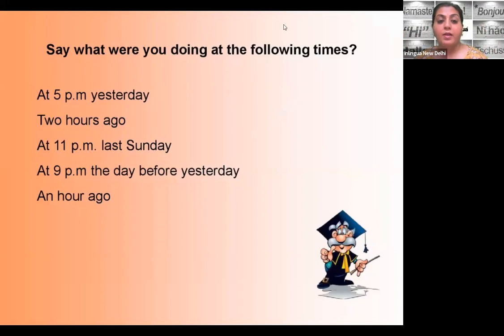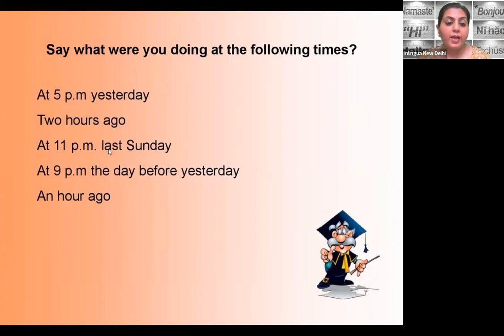Okay. Now, when you want to describe what you were doing at a particular time in the past, you need to include that time in your sentence. For example, say what you were doing at the following times. At 5 p.m. yesterday, what were you doing? So if someone asks you, what were you doing at 5 p.m. yesterday? You can give any answer. I was watching TV at 5 p.m. yesterday. What were you doing 2 hours ago? I was sleeping 2 hours ago.